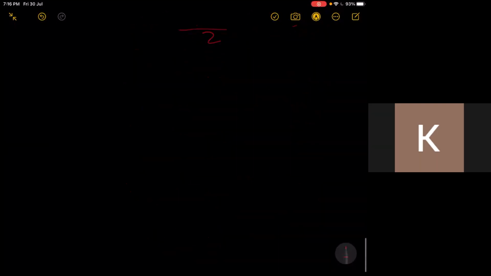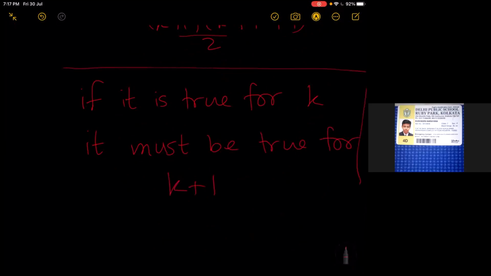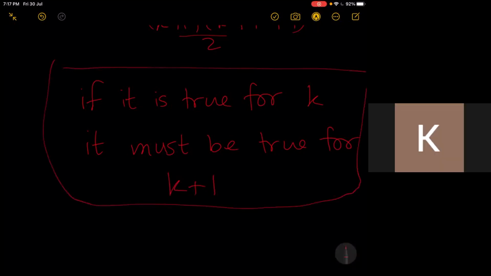So what did we prove? We proved that if it is true for k, it must be true for k plus 1, right? We proved this statement basically till now. We have not proved the formula, we have just proved this one.